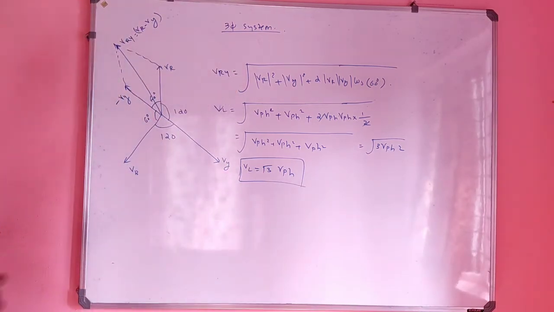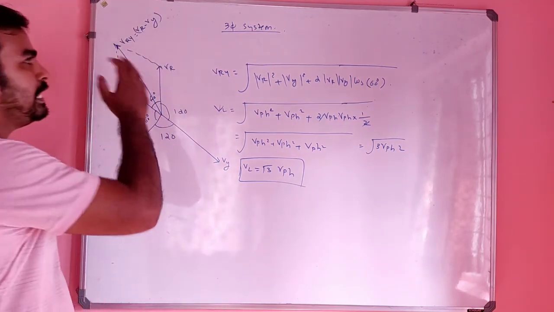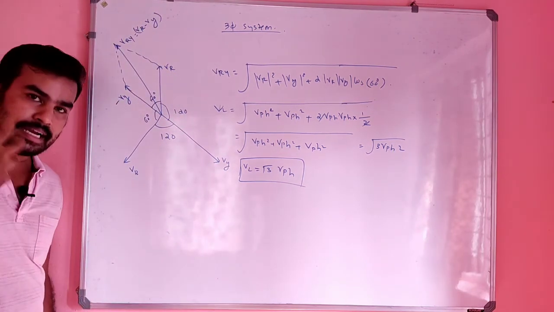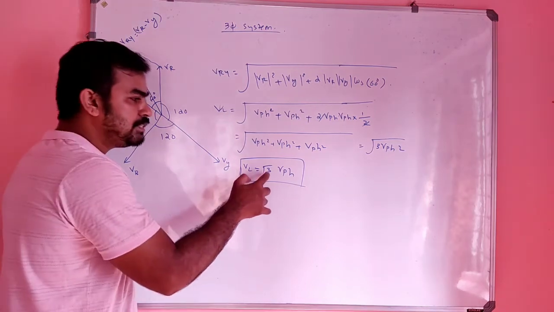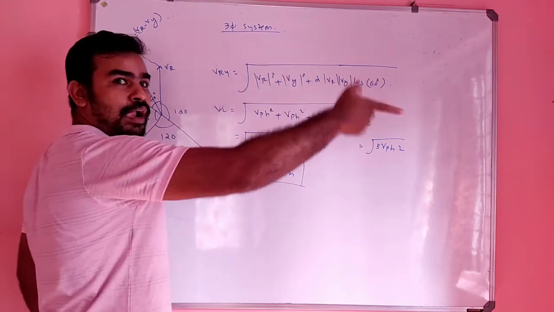Simple. Is it clear? That means in a balanced star connected system, the line voltage will be root 3 times higher than the phase voltage. That is the difference.